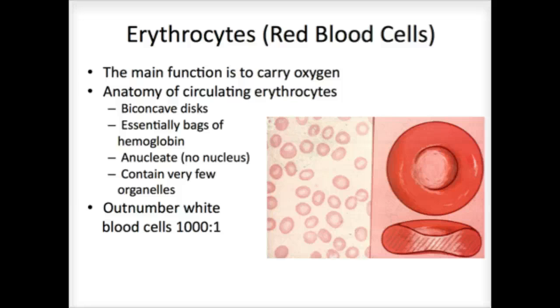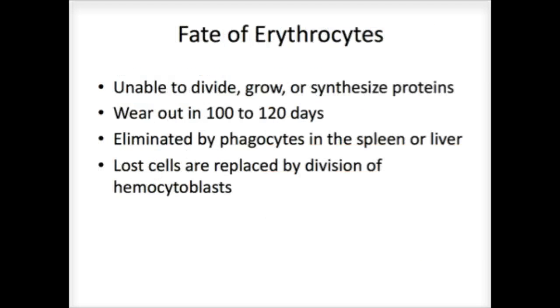Now, one of the things to notice here is how many red blood cells we have compared to white blood cells. That's a huge and astounding number when you think about it. The other thing to recognize is the lifespan of an erythrocyte. Basically, it's 100 to 120 days. What's kind of cool is where it's eliminated. It's eliminated primarily within the spleen or the liver.